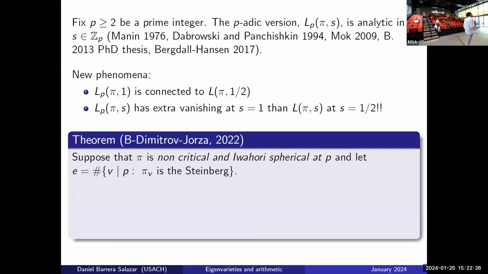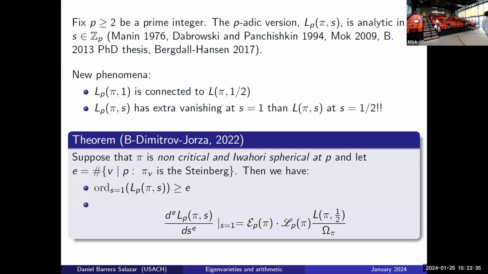Okay, in this situation, what we prove is that the order of vanishing of the p-adic L-function at s equal 1 is bigger than or equal to p. And we have a precise formula for the derivative p times. So if you look, here you have the derivative, and if you take the p-th derivative, you have the value. And that shows you the new phenomenon, the extra vanishing.